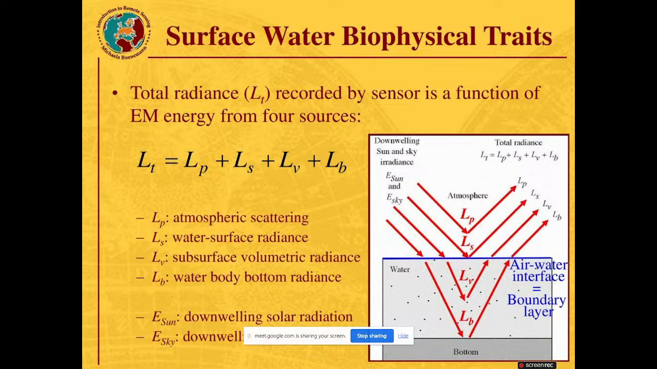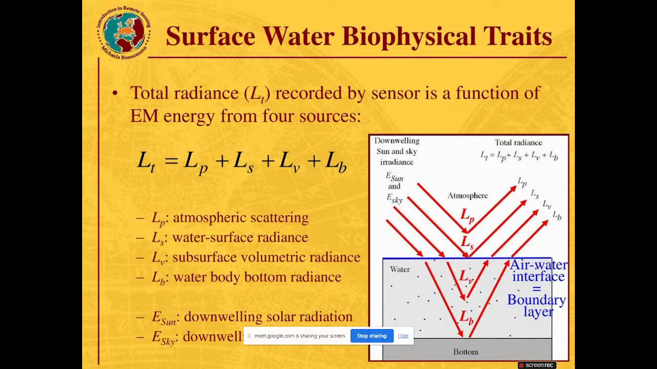And in this time, we talk about surface water biophysical traits, how remote sensing works for them. Mainly here we can see the equation for total radiance. Total radiance equals Lp plus Ls plus Lb plus Lb.